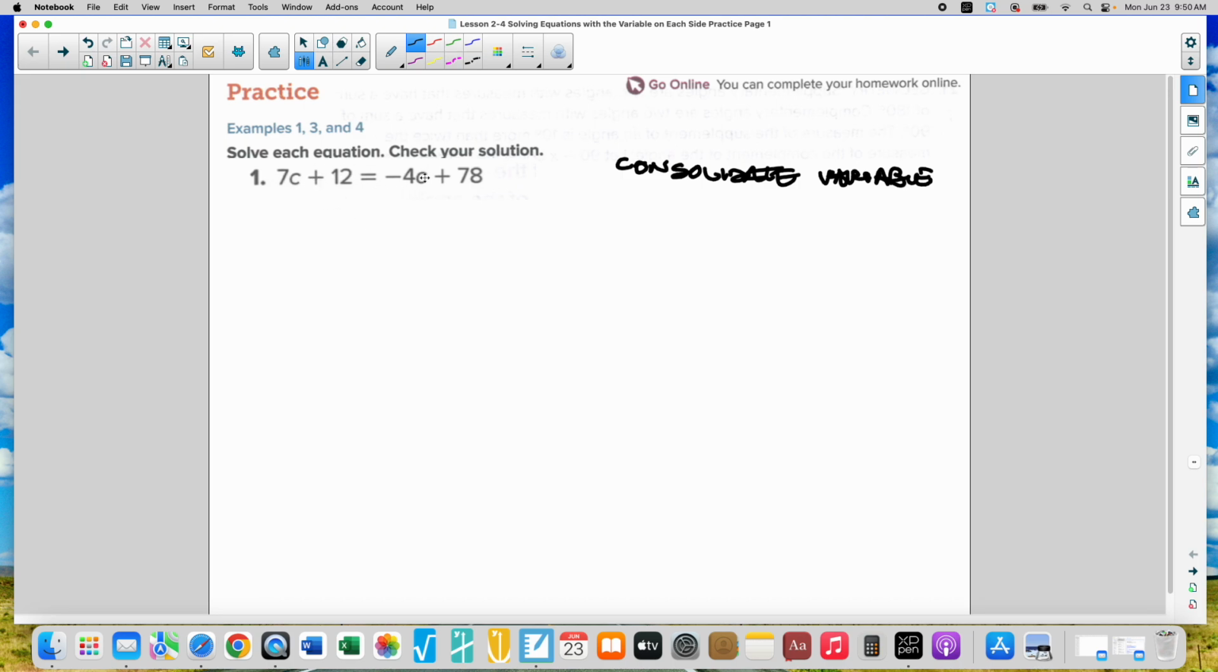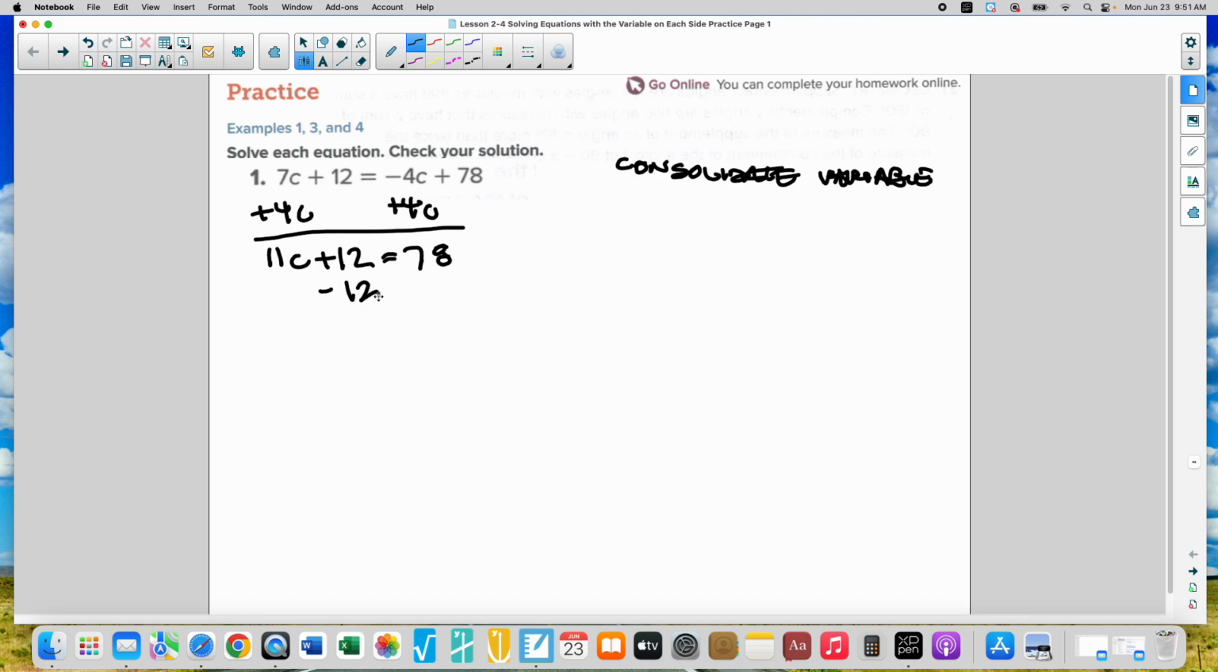So we're going to move the variables, so we can either move them to the right or move them to the left. If I move them to the right and subtract 7c, we'll end up with a negative variable, and I don't want to. I want to try to end up with a positive variable. So I'll get rid of the negative 4c by adding 4c to both sides. That leaves me with 11c plus 12 equals 78.